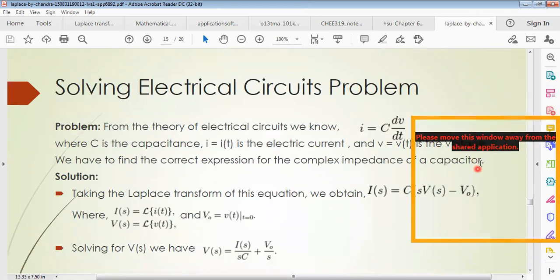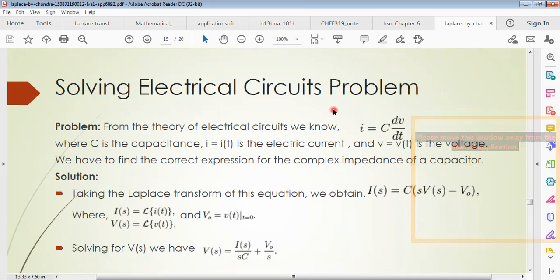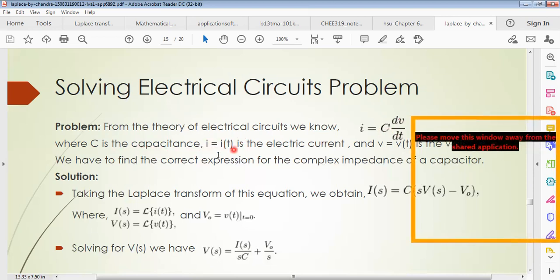So, electric circuit problem. We can use another application of Laplace transformation. From the theory of electric circuits, you must know I equals C dV/dt, where C is the capacitance, I is the electric current, and V is the voltage here.